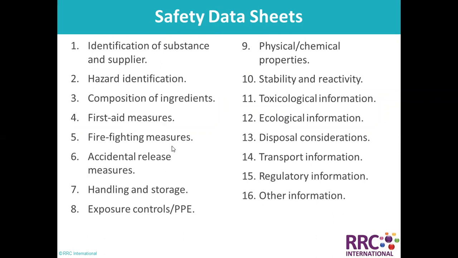Or firefighting measures: how are we going to fight this chemical if a fire incident occurs because of it? Accidental release measures: how to control that. Handling and storage, exposure controls and PPE, physical and chemical properties, stability and reactivity, toxicology information, ecological and disposal considerations also, and transport information, regulatory information and other information.